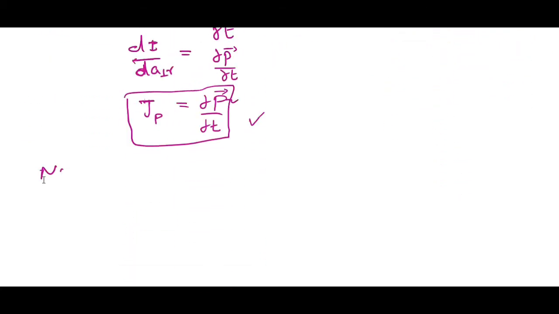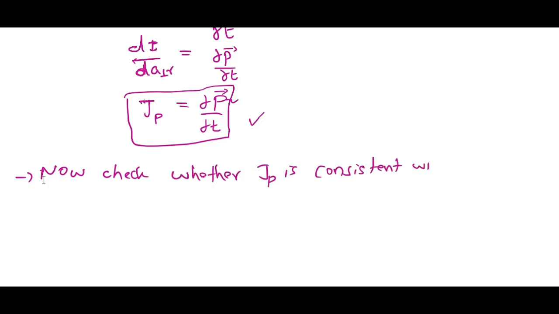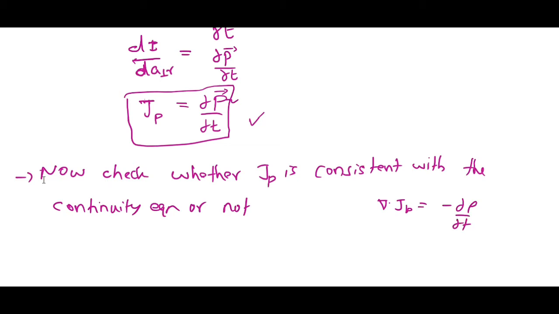Now check whether the current J P is consistent with the continuity equation. Which means del dot J P is equal to minus dou rho b by dou t, the bound charge density. Okay, check it out. That is, we have J P is equal to dou P by dou t.